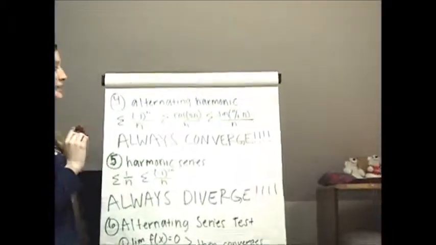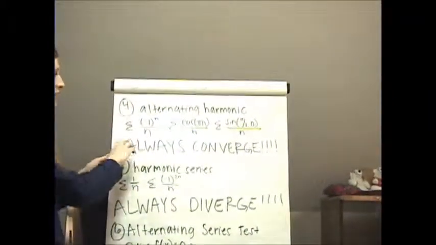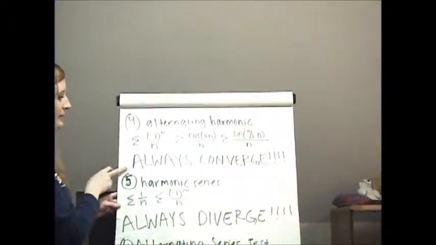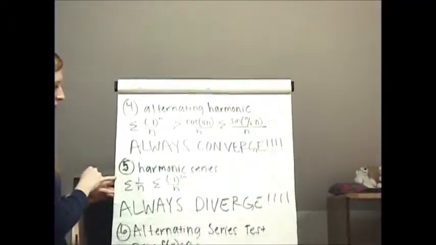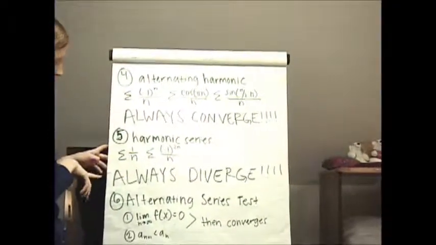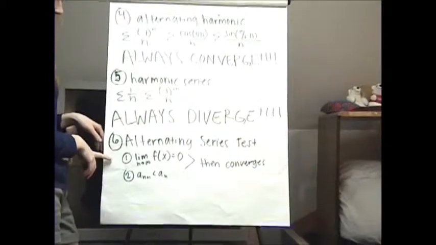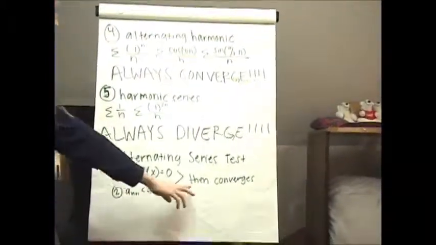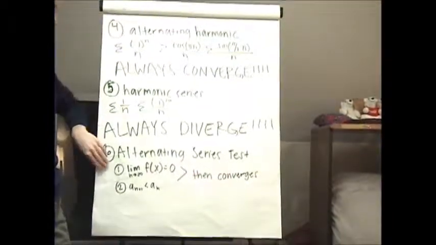The fourth thing is alternating harmonic series, and these are three main examples of those, and those always converge. The fifth is the harmonic series, and those look like this, and those always diverge. The sixth is the alternating series test, and if both of these apply, then it means that it converges.